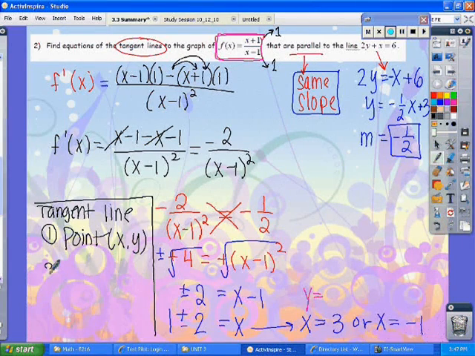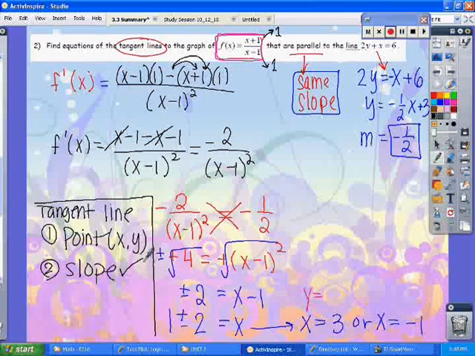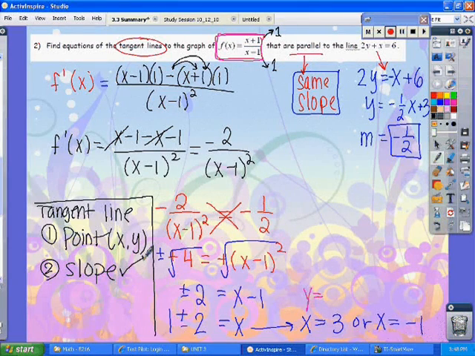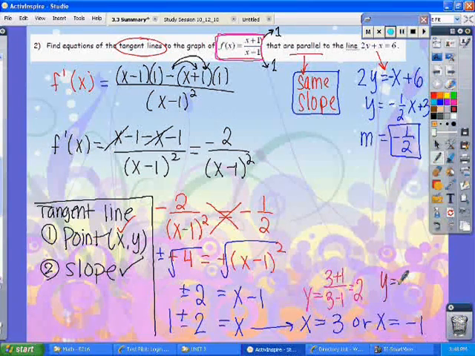We have the slope. We know the slope has to be negative 1/2. We have the x part. We don't have the y part of the point. So that's what I'm doing in pink. I'm looking for the y value when x is 3. So the y value would be 3 plus 1 over 3 minus 1. So that would be 4 over 2, which is 2. And then in red over here to the right, y would equal negative 1 plus 1 over negative 1 minus 1. The top is 0, so this is 0.